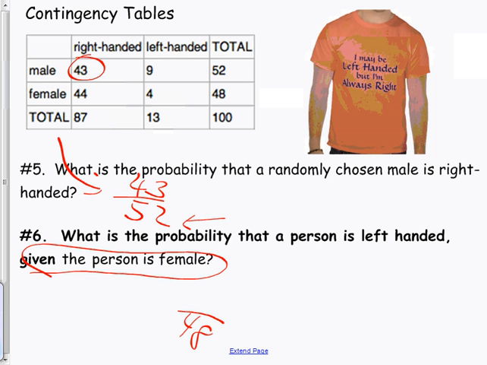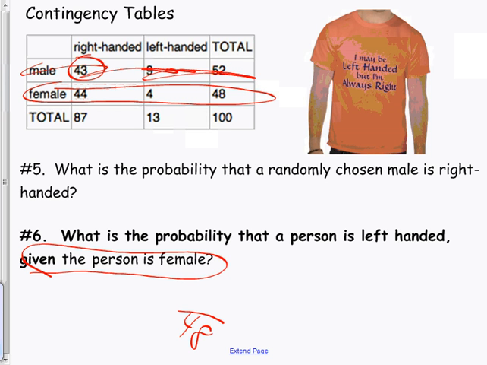Back to number 6. So this is about left-handed people. If I'm looking for lefties, remember, if I can only take from the females, I got to take from this. I can't use any of these numbers. Now, what do I want? A left-handed person. And the left-handed is here, so I go 4 out of 48. Raise your hand if you understood that. Okay, good. The key is going to be reading the question carefully.